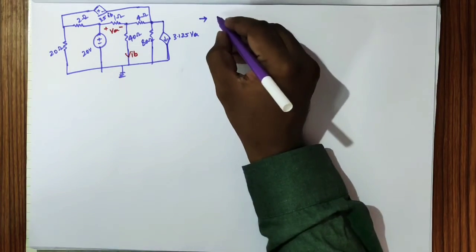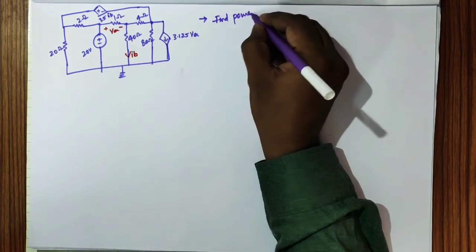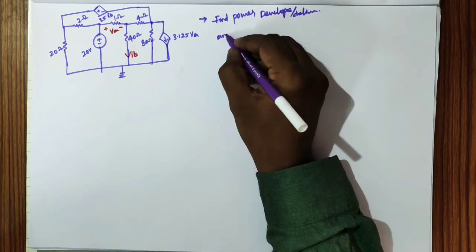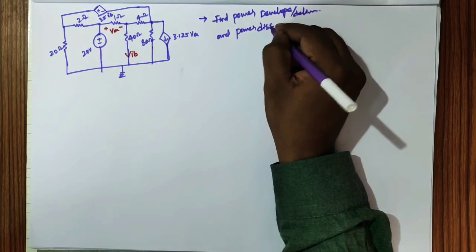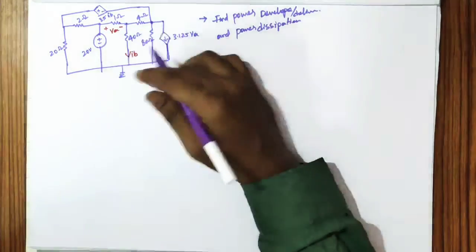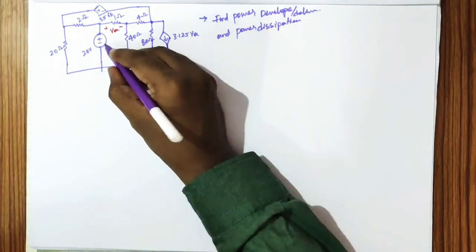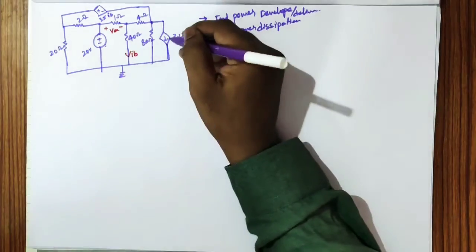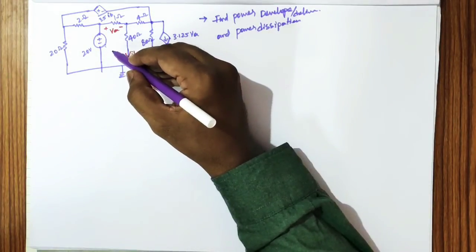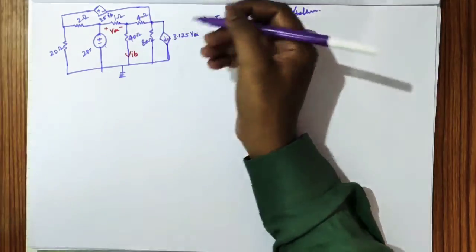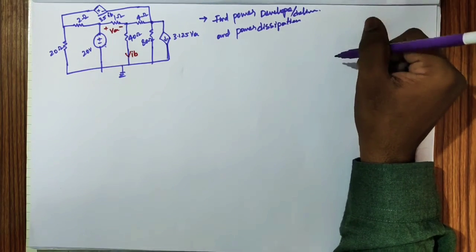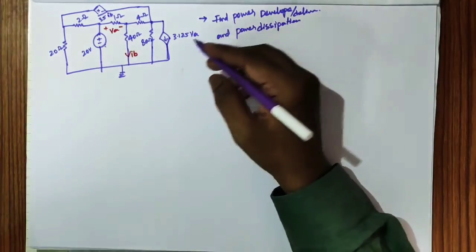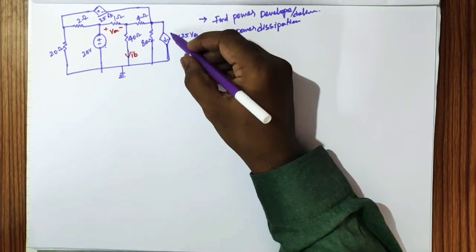Now the question is: find the power developed or delivered, and the power dissipation. He is asking, in this circuit, what sources do we have? This is one independent source and two dependent sources. Many people will think that all these three sources will develop power, but that is a wrong conception. In many cases the dependent source will not act as a source element. It may act as a load. So this may act as a load, or this may act as a load, or this may generate, or this may generate.